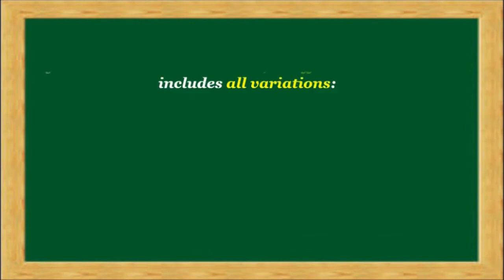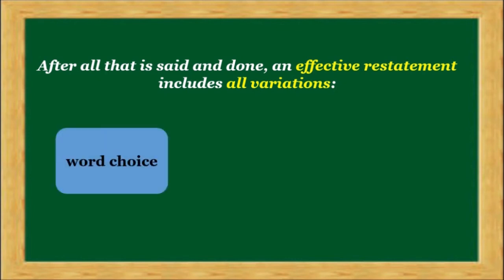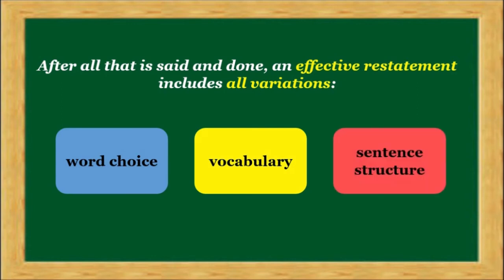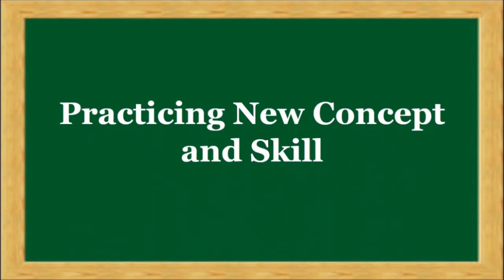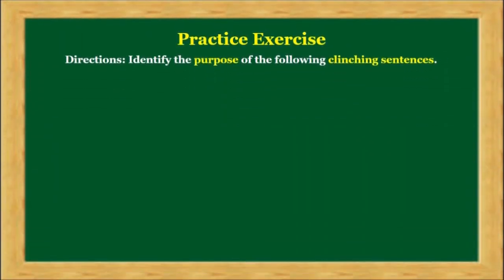After all that is said and done, an effective restatement includes all variations in word choice, vocabulary, and perhaps more than anything else, sentence structure. Now, let's answer the practice exercise. Directions. Identify the purpose of the following clinching sentences.